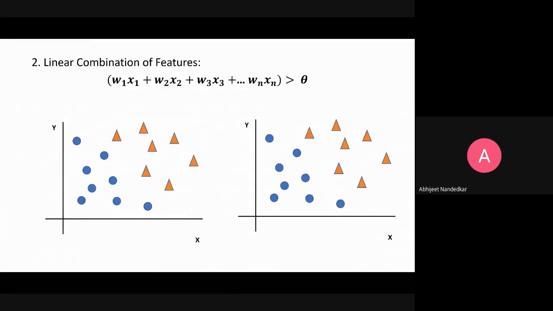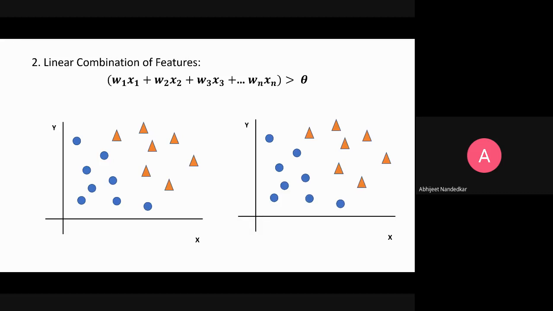Now there was another way of doing this evaluation at a node. If you have data which is spread like this, here I cannot have an axis parallel test. That will fail here because it is checking one axis at a time. Okay, what does axis parallel test mean? It is checking one axis at a time.